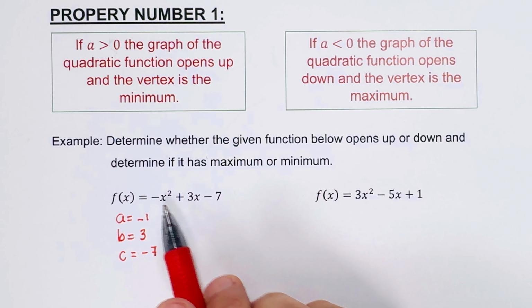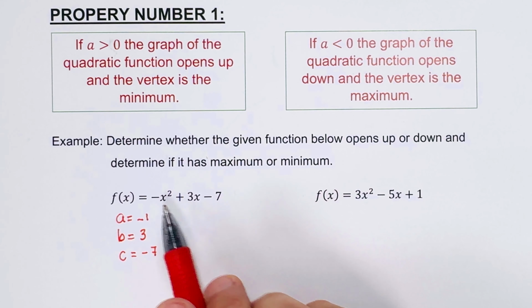It says here that if a is greater than 0, the graph opens up. Let's look at the a here. Our a is negative 1. So what does this value tell us? The graph opens up or down? Down. Because if it's less than 0, so if the number is negative, it opens down. So we can go ahead and say that the graph opens down.